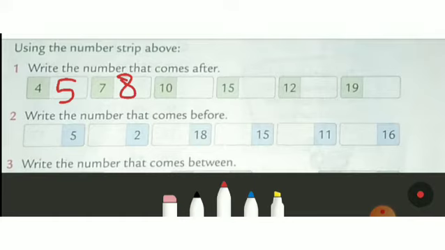Next question is write the number that comes before. In the second question you have to write before numbers. So which number comes before 5? It is 4. Which number comes before 2? 1. This way you have to complete the remaining ones.